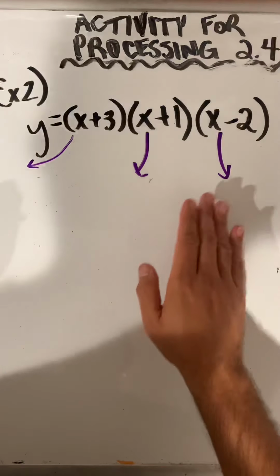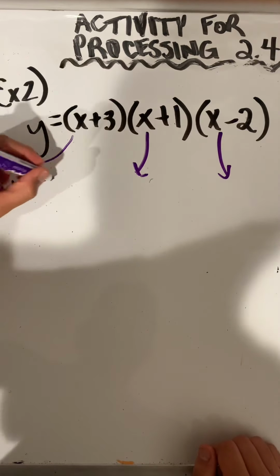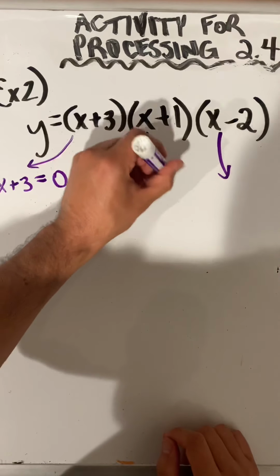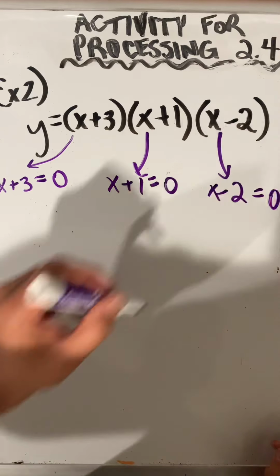Okay, I'm going to draw these arrows so you know where my work is at for each of these. So I'm going to set x plus 3 equal to 0. I'm going to do the same for x plus 1. I'm going to do the same thing for x minus 2. Okay, there we go.